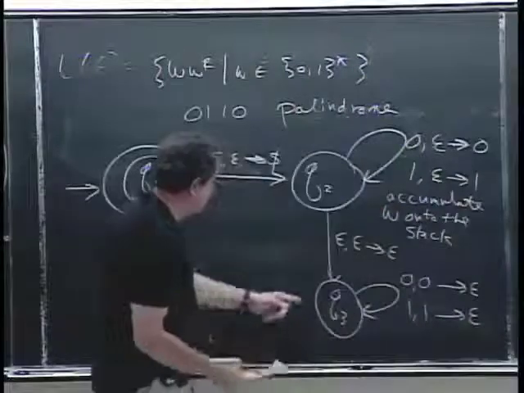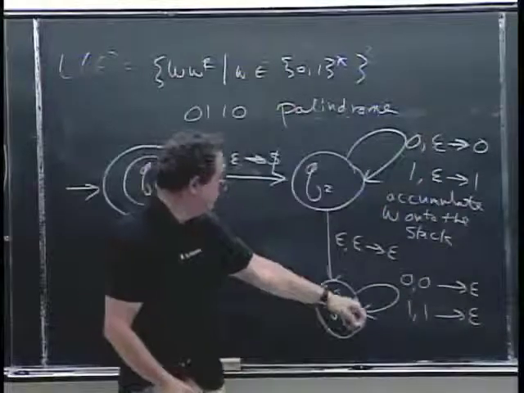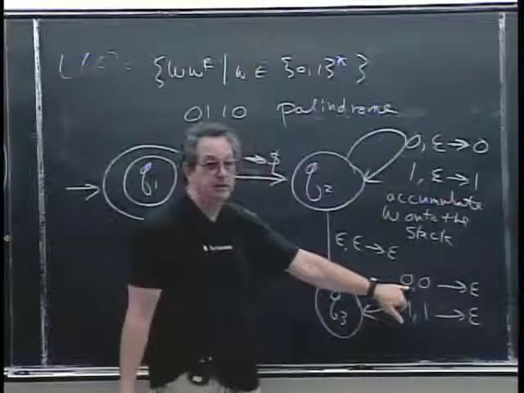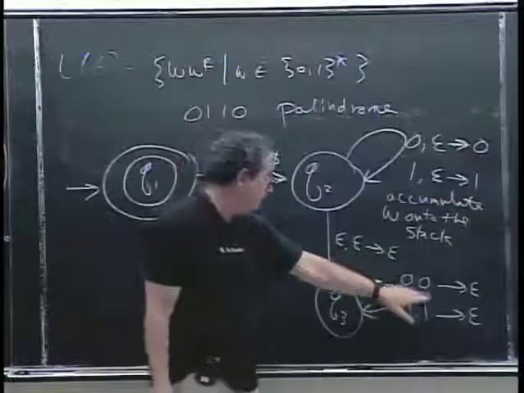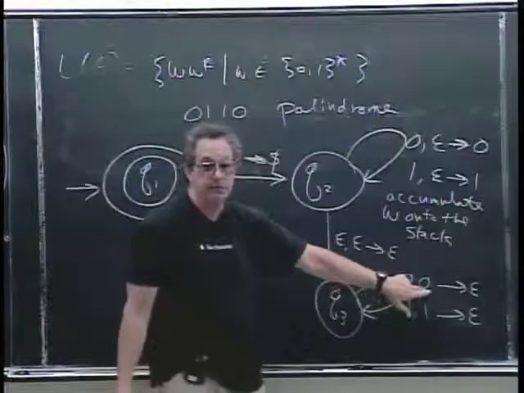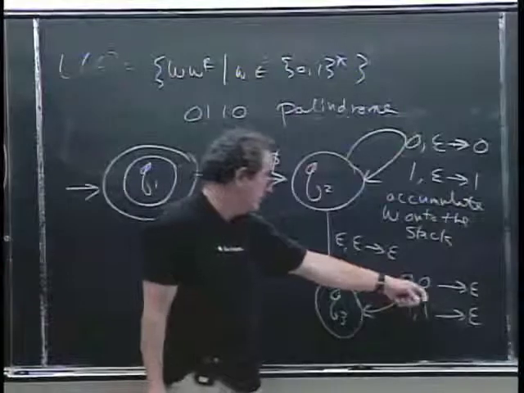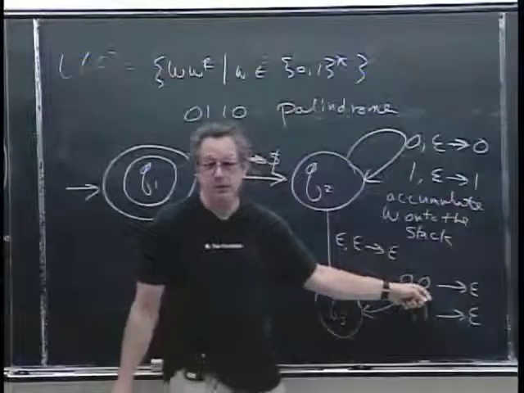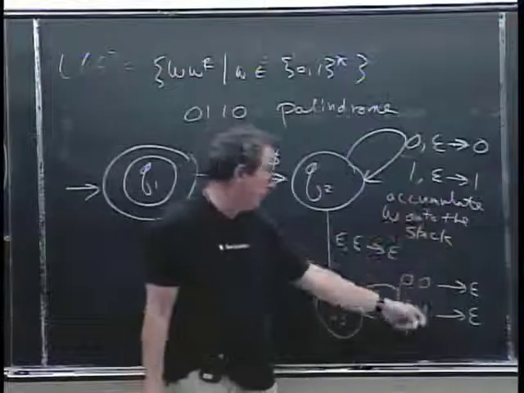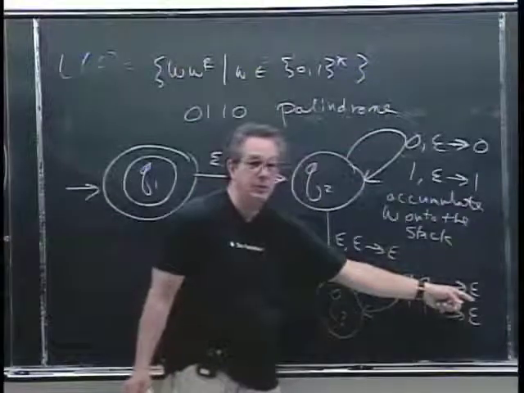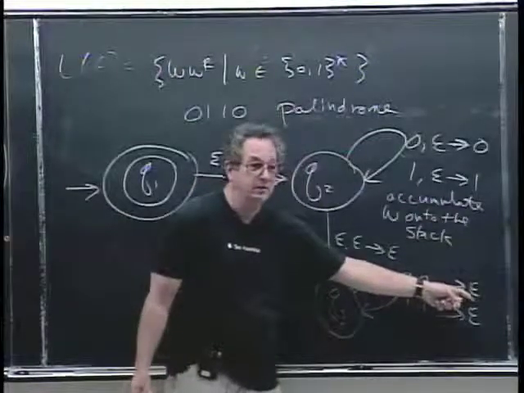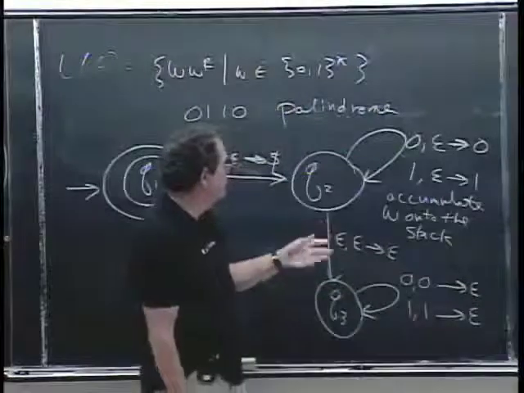Okay, so here we're looking at the input, and we're looking at what's at the top of the stack. Because we're reading the top of the stack, we're also popping it. That symbol is coming off the stack, and then we're not writing anything more onto the stack. All right. Now it takes a moment to think about this.